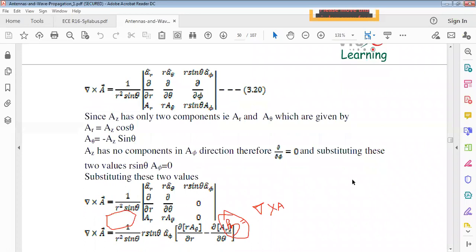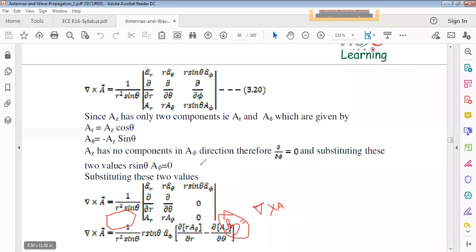Here you must be aware of the conversion between the spherical coordinate system and the Cartesian coordinate system relations: AR equal to AZ cos theta, A theta equal to minus AZ sin theta. Okay, then only we are able to proceed for further steps. And AZ has no component in the direction of phi.